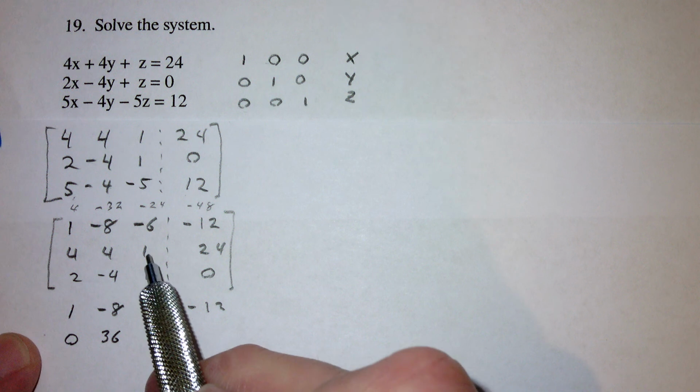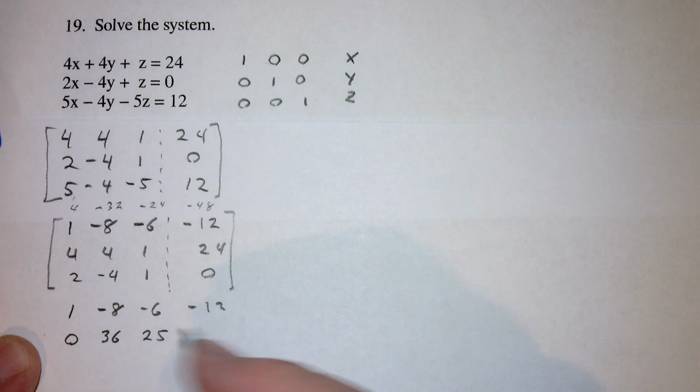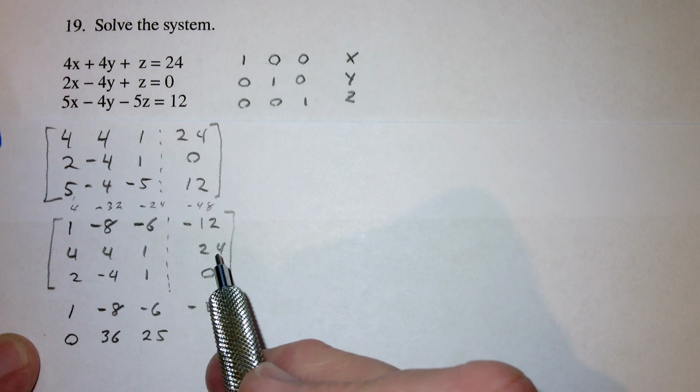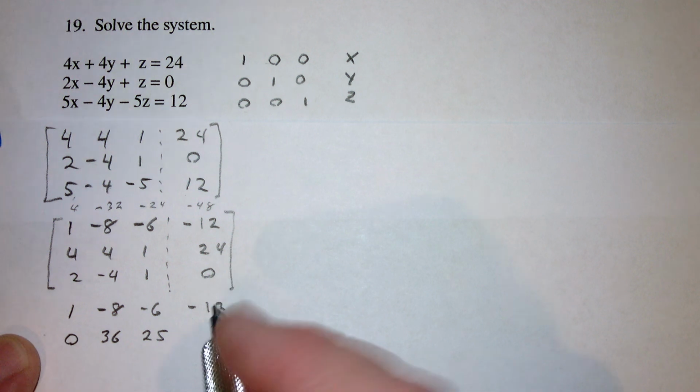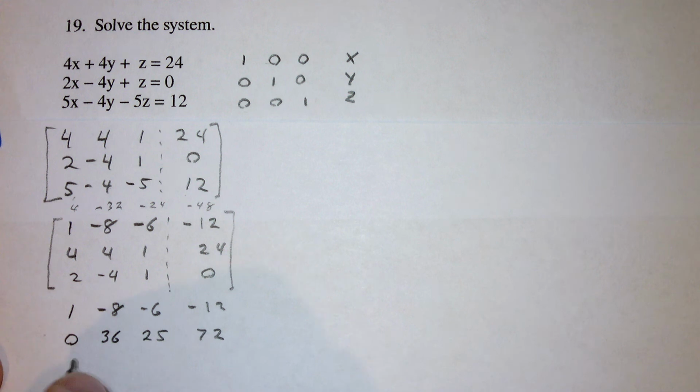Okay. 1 minus negative 24, that comes out 25. And 24 minus a negative 48, 72. Okay. Put in that last row.